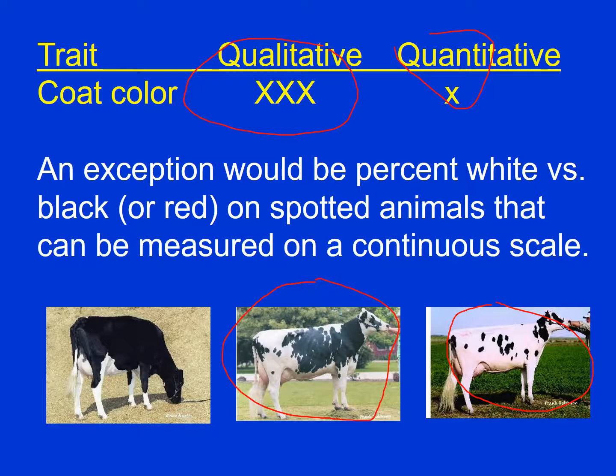It wouldn't be influenced by hundreds of genes, but it's probably influenced by genes at several different loci. It's also going to be influenced by the environment somewhat. It's going to be influenced by the uterine environment. And you can have identical twins that can come out slightly different in percent black.